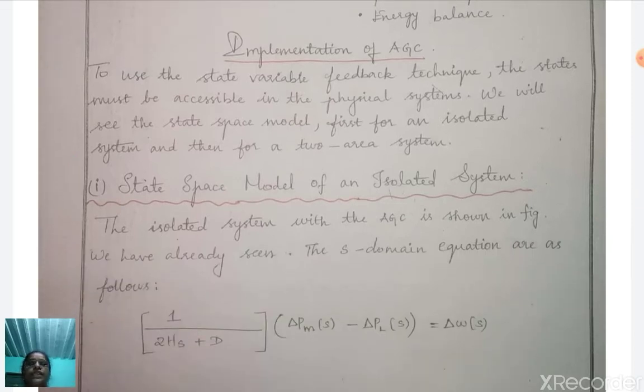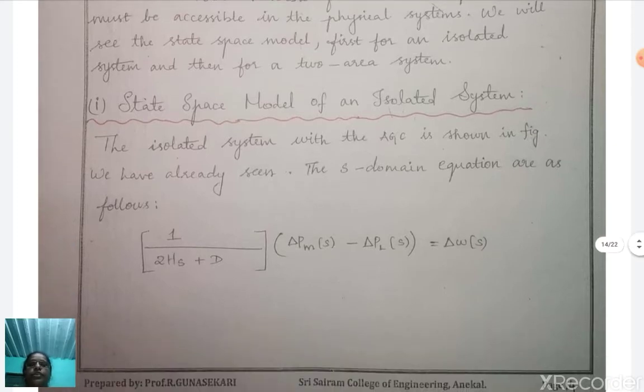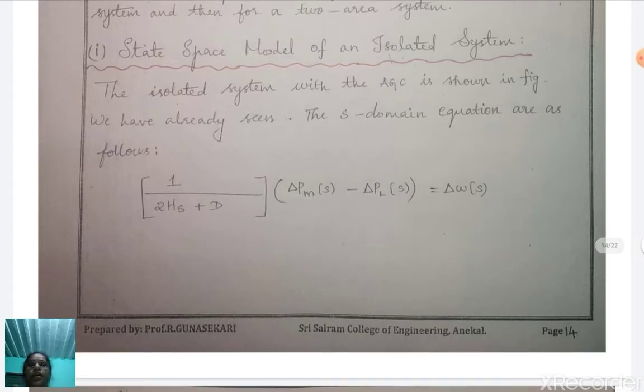To use the state variable feedback technique, the states must be accessible in the physical system. Now we will see the state space model first for an isolated system and then for a two area system. First one is the state space model of an isolated system, the isolated system with automatic generation control.